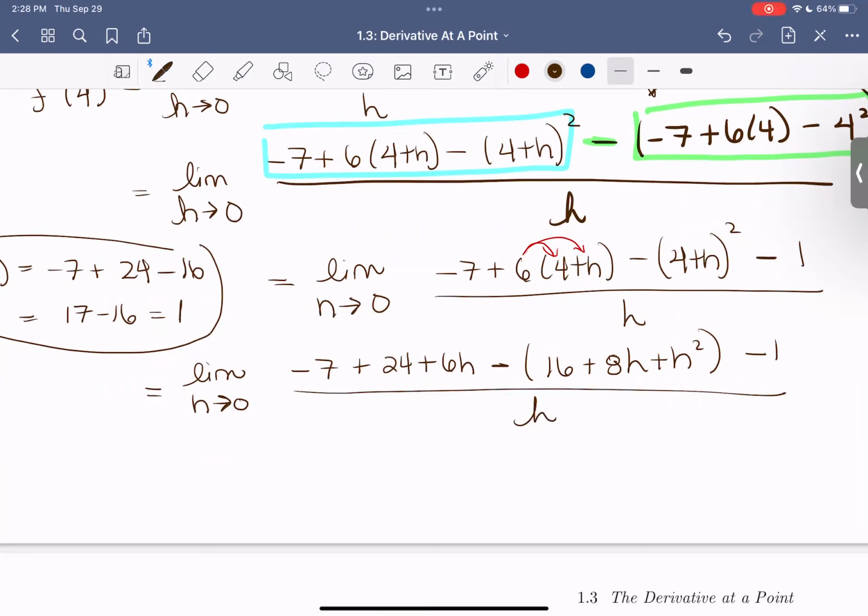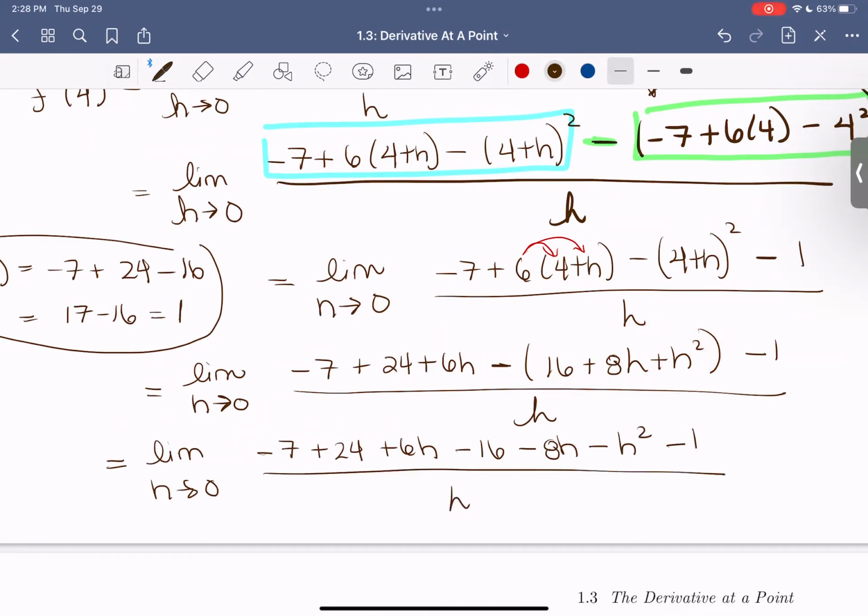And now while you're watching this video, if I do something too fast, you can always pause and work it out on your own. It's going to be a great way to check my work and to follow along. All right, so now what I'm going to do is bring this negative into this entire chunk here. So it's going to become the limit as h goes to 0 of -7 plus 24 plus 6h minus 16 minus 8h minus h squared minus 1 all over h.